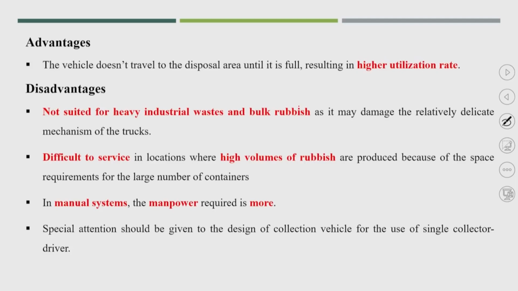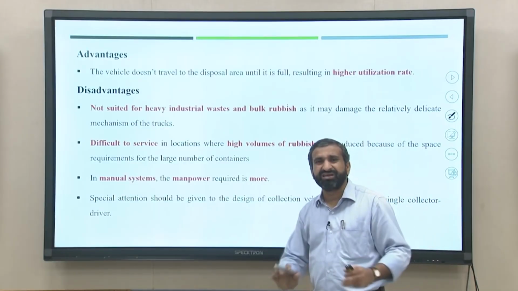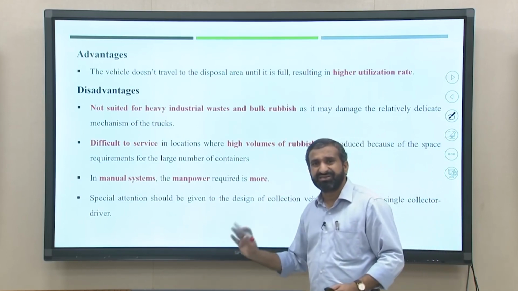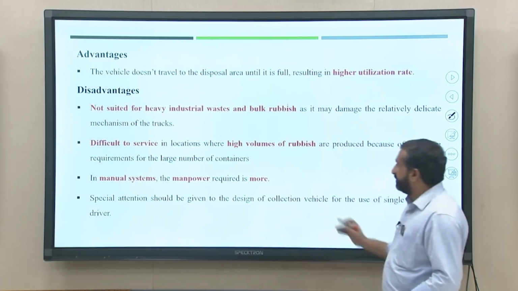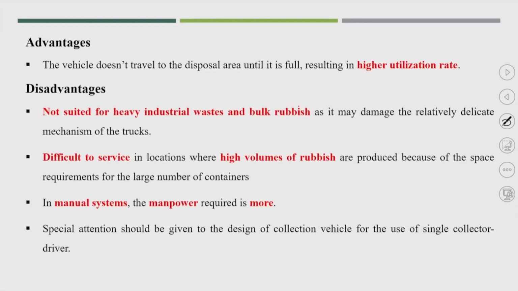In that case, we need to have the haul container system. Next is that it is difficult to service locations where a high volume of rubbish is produced. This stationary container is beneficial for small quantities, small residential areas, where the time of collection is also not that high. And in the manual system, the manpower required is more. Obviously, when you go manual, that is beneficial for segregated waste collection, but the manpower requirement is more in this case.